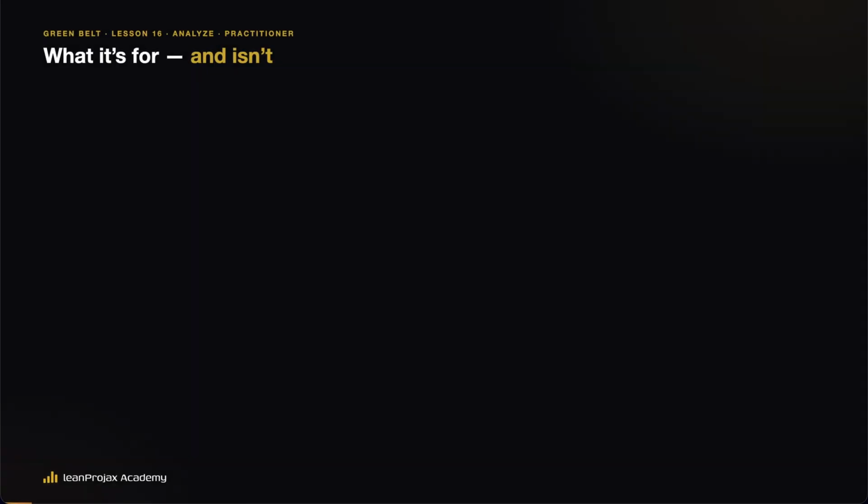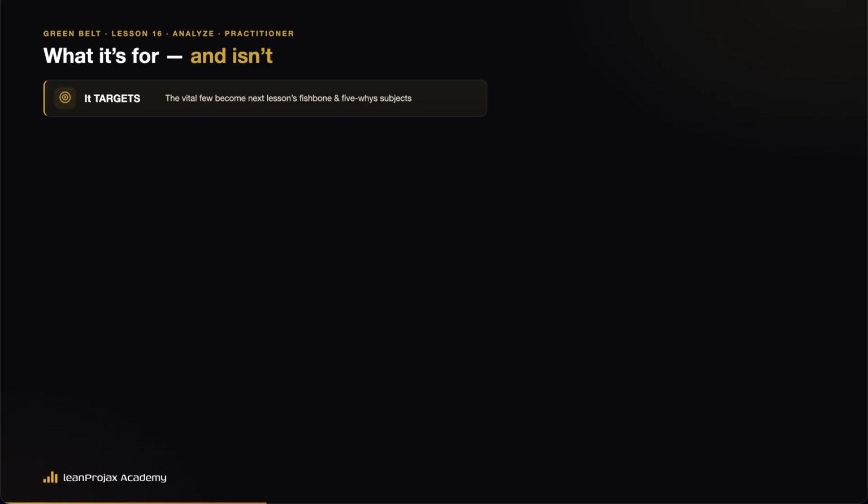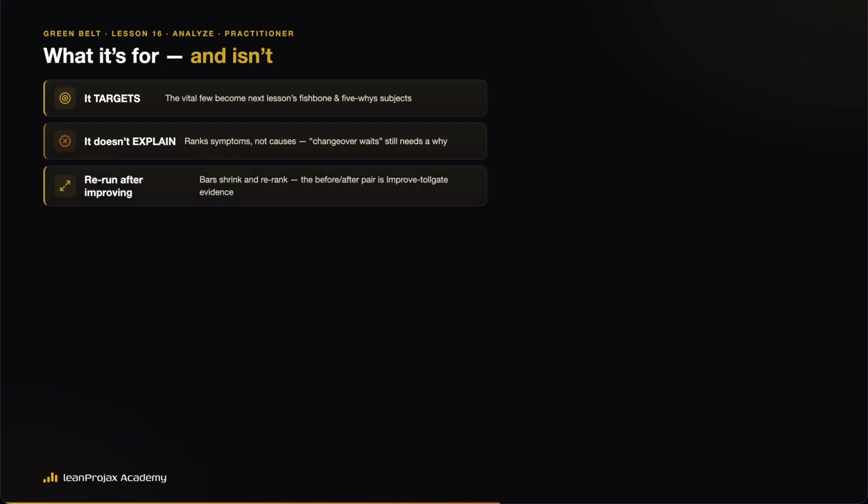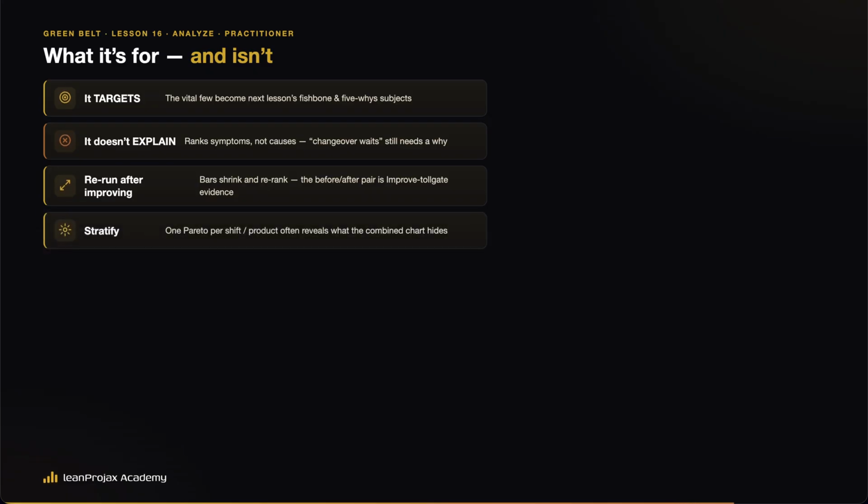What the Pareto is for, and isn't. It targets the investigation. The vital few become your 5 whys and fishbone subjects next lesson. It doesn't explain anything. It ranks symptoms, not causes. Changeover waits still needs a why. Rerun it after improvements. The bars should shrink and re-rank. That before and after pair is your evidence at the improve tollgate. And stratify: 1 Pareto per shift or per product often reveals what the combined chart hides.